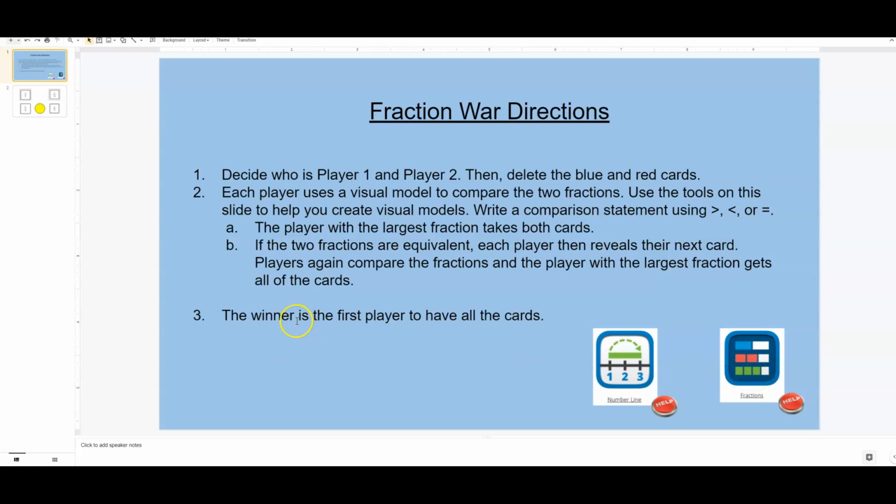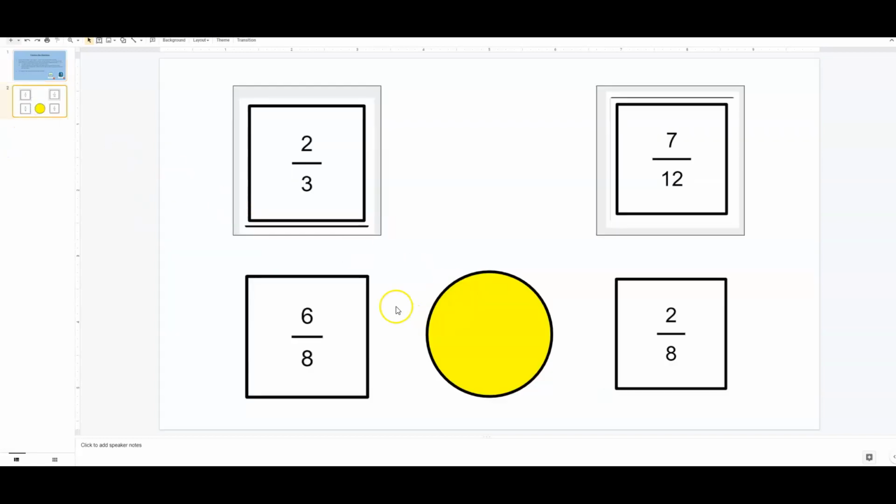The game is done when the first player has all of the cards. So whoever has all the cards in their gray box will end up winning the game.